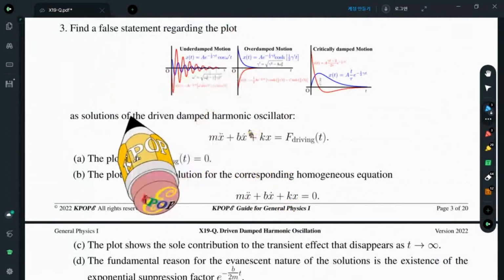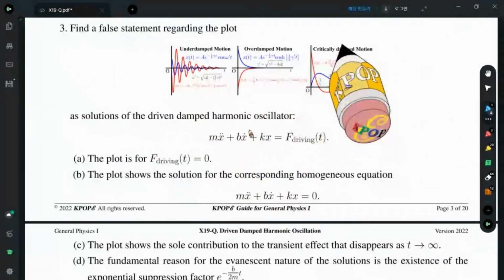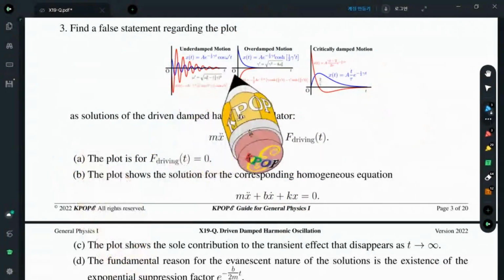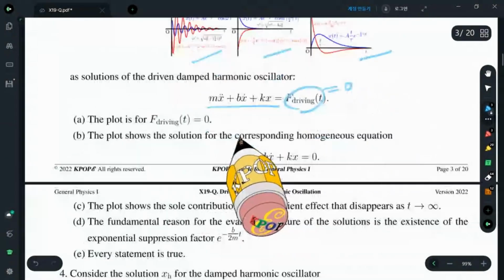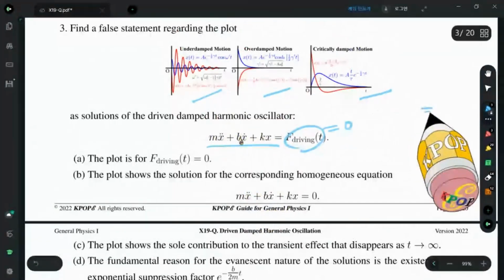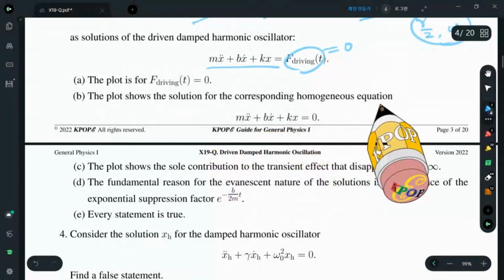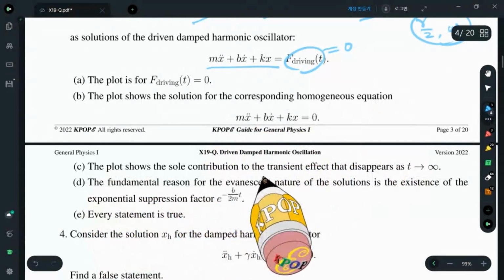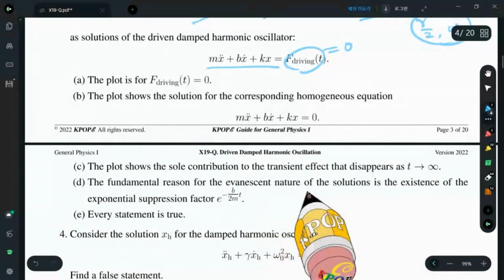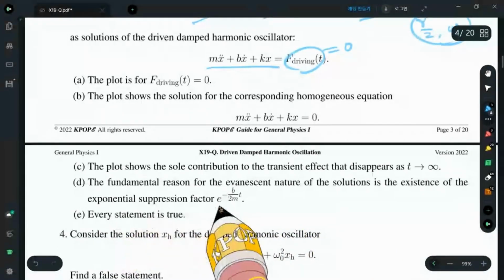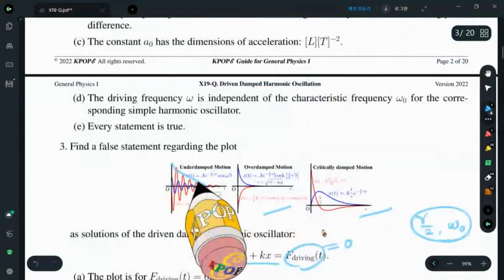So find the false statement regarding the plot. We recall the underdamped motion. It decays as t goes to infinity. Overdamped and critically damped. This plot is for the driving force equals zero. Yes, this is a damped harmonic oscillator's solution, depending on the values of 1/2 of gamma and omega zero. B, the plot shows the solution for the corresponding homogeneous equation. That's correct. The plot shows the sole contribution to the transient effect that disappears as t goes to infinity. That's right. The fundamental reason for the evanescent nature of solutions is the existence of the exponential suppression factor. Yes, exponential minus 1/2 of gamma t, that makes everything decay. Okay?